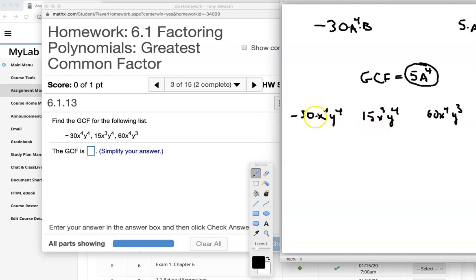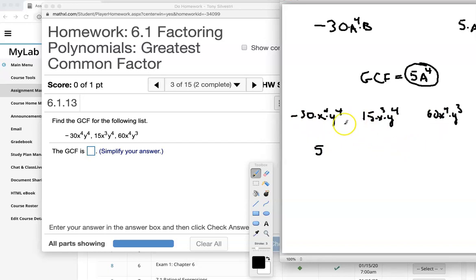Now these are all factors. You see, anything involved in a multiplication is a factor. So I put little dots in there. Not that you need those dots. I just wanted to show you that everything is multiplied. So the first thing I would do is look at the numbers. What's the biggest number that goes into 30, 15, and 60? Well, I think 5 is the biggest number. The biggest number that divides into there evenly.